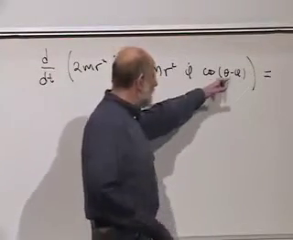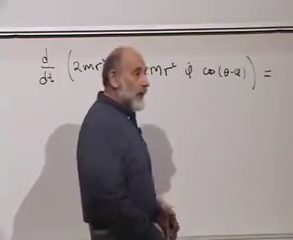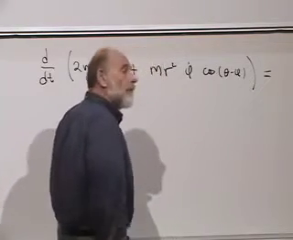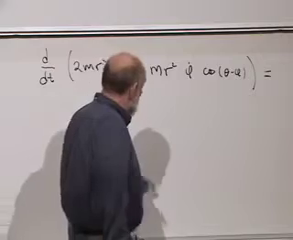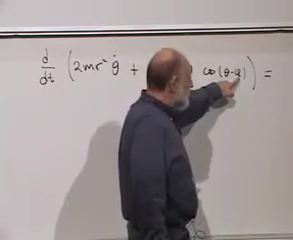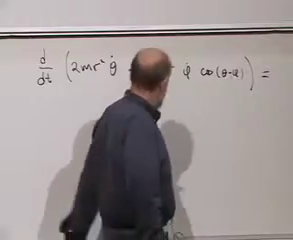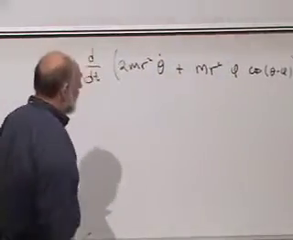Whenever you have a function of a difference of two variables, the derivative with respect to phi will pick up a minus sign. When you differentiate this with respect to phi, you'll get a minus sign from over here.